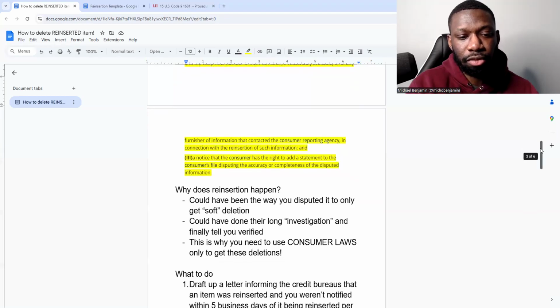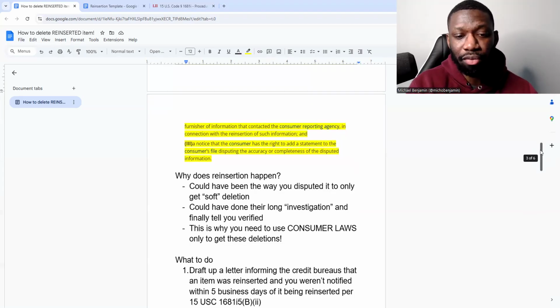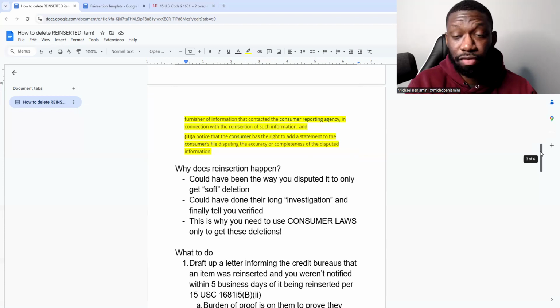So what are you going to do? What you need to do, you've got to draft up a letter informing the credit bureaus that an item was reinserted and you weren't notified within the 5 business days of it being reinserted, per 15 USC 1681i(a)(5)(B)(ii). And like I said, we're going to look at a letter of that. If you want to skip around the video, you can do that, but I wouldn't recommend it, because you want to make sure that you get every single aspect of what I'm talking about.